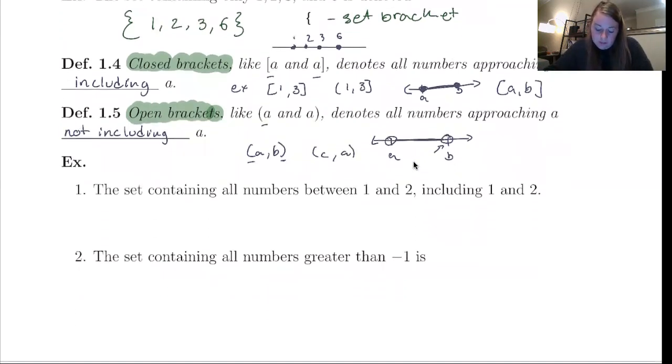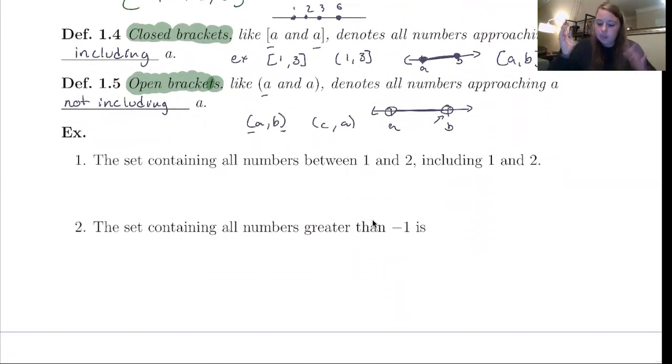So let's do a few examples. I'm talking theoretically, so let's do some actual things. All right. So let's talk about the set containing all numbers between 1 and 2, including 1 and 2. So you'll be asked to give this in interval notation and set notation. Draw me a number line for it. All right. So I didn't give myself a lot of room. Way to go, Mackenzie.